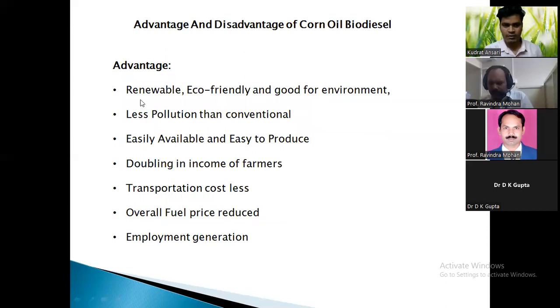The advantage is that it is renewable, we can grow it every season, and it is eco-friendly due to emission of less toxic gases compared to natural gases, and good for the environment. There is less pollution compared to conventional fuel. It is easily available and easy to produce, doubling the income of farmers. Transportation cost is less because with natural diesel, we have to transport from the Gulf countries.